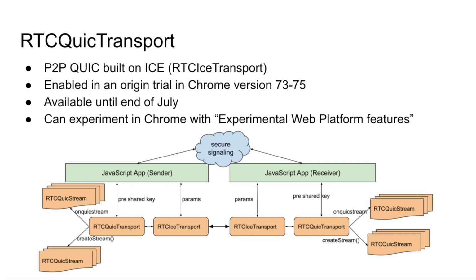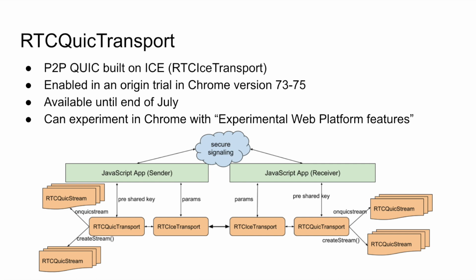But I should also note that you can actually experiment with this yourself if you want by just turning on the flags in Chrome. It's experimental web platform features. And if you'd like to experiment with it now while the origin trial lasts, it lasts until the end of July. So if you would like to do that, go out and try it now, and we'd love to hear your feedback.